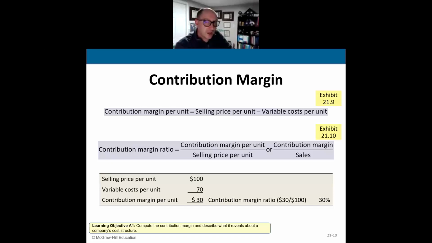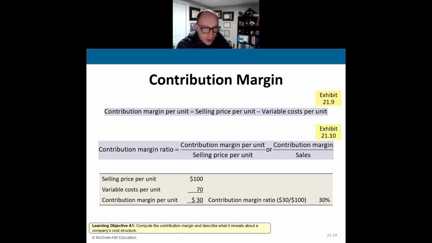We also want to find this thing called the contribution margin ratio, which is the percent of each sales dollar remaining after deducting the variable cost. To find that, we take the contribution margin per unit divided by the sales price per unit. Or you take the contribution margin that you got from the first step divided by sales.